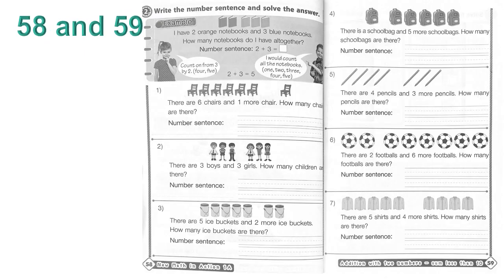Page 58 and 59. Number 2. Write the number sentence and solve the answer. For example, number 1. We have here 6 chairs and 1 more chair. How many chairs are there? So please write the number sentence. Example, 6 plus 1 equals blank. The answer is 6 plus 1 equals 7.